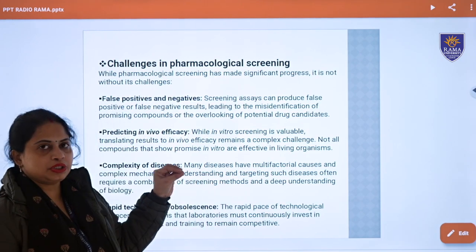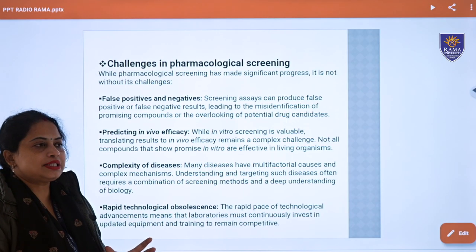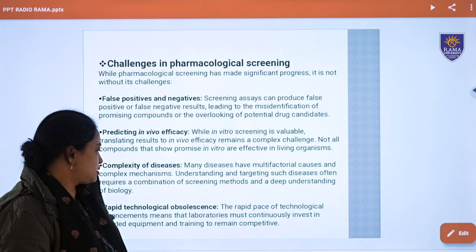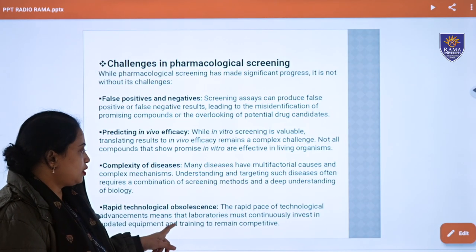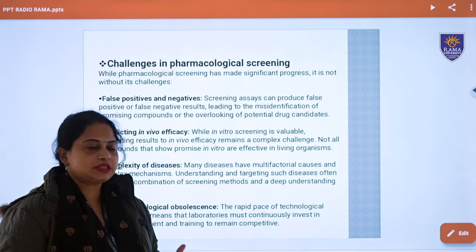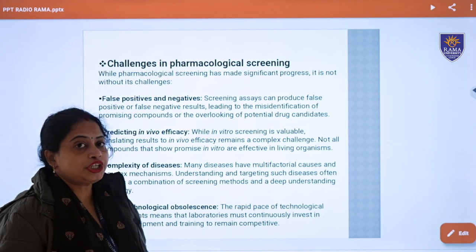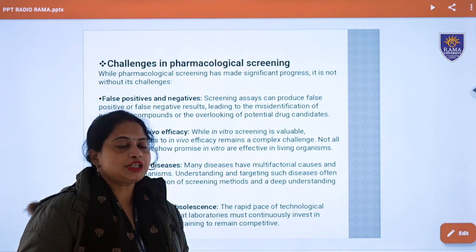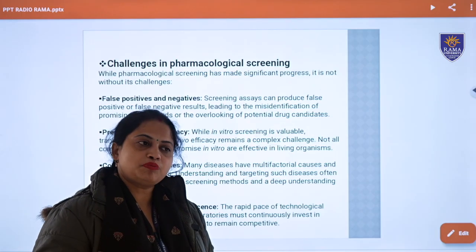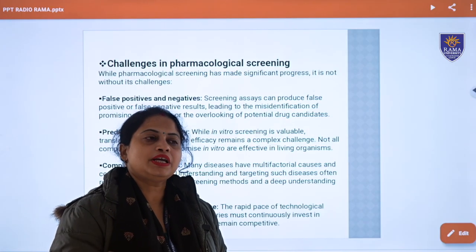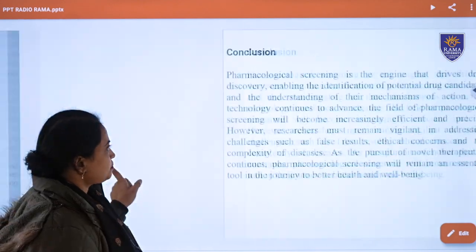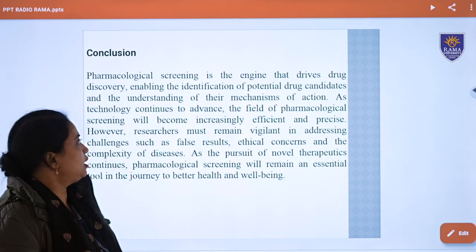If we do not understand all these things, then it's very difficult to evaluate the safety and efficacy profile of these drugs. Next, rapid technological obsolescence. The rapid pace of technological advancement means that laboratories must continuously invest in updated equipment and training, because day by day the equipment quality is improving. That's why laboratories require more advanced equipment and trained persons to get good results in screening models.